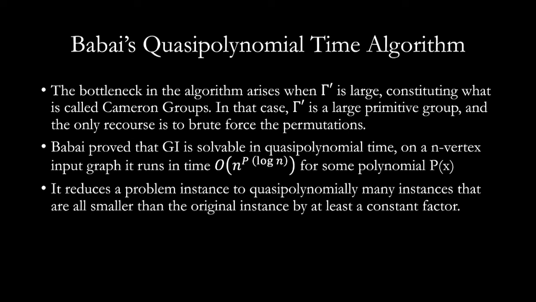The general strategy of the algorithm is to reduce a problem instance to quasi-polynomially many instances that are all smaller than the original instance by at least a constant factor. This is continued until the recursive instances are sufficiently small to be resolved with brute force, leading to an overall quasi-polynomial time algorithm. The detailed explanation of Babai's algorithm requires non-trivial group theory, and so it is beyond the scope of this presentation, as in practice it is excessive to even run the two-dimensional Weisfeiler-Lehman algorithm, let alone some version of increasing dimension as in Babai's algorithm.